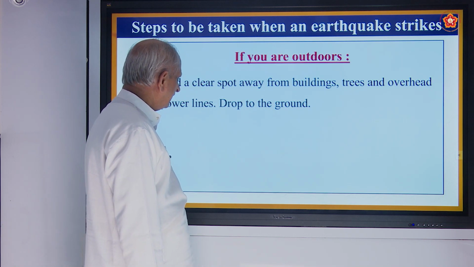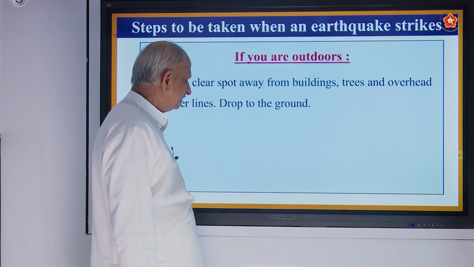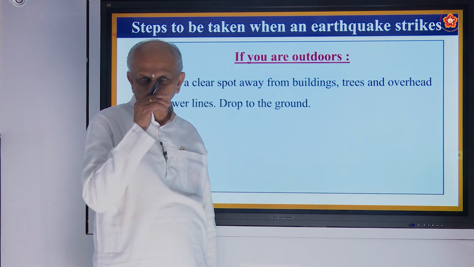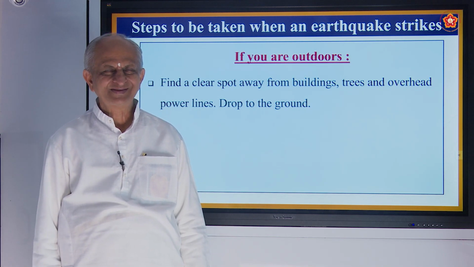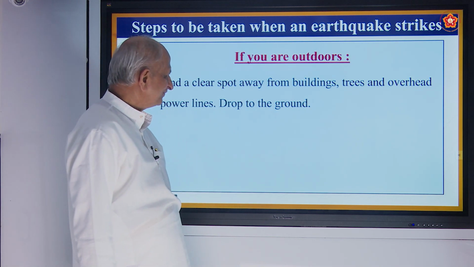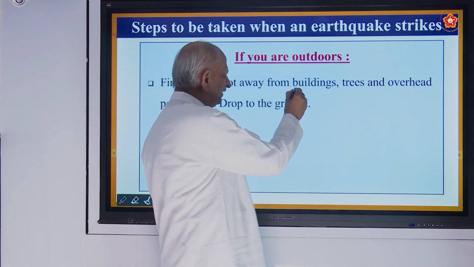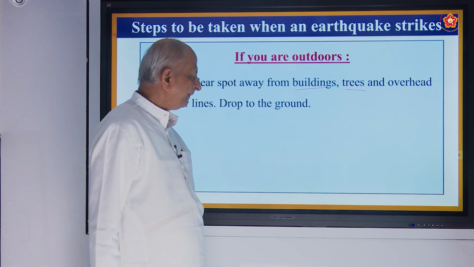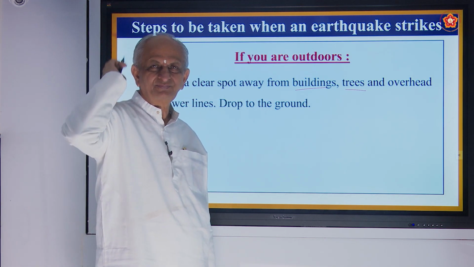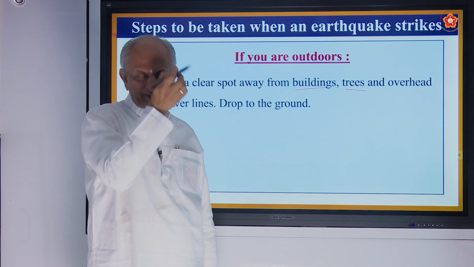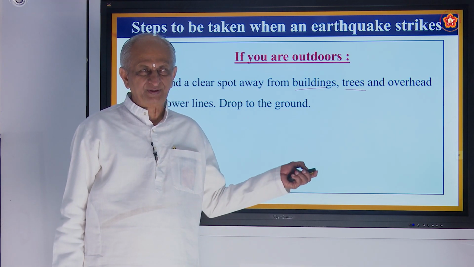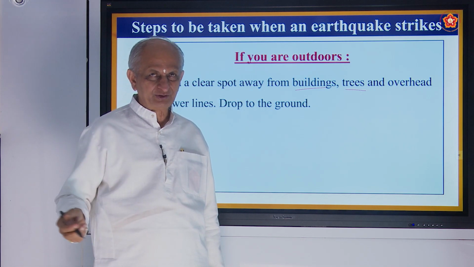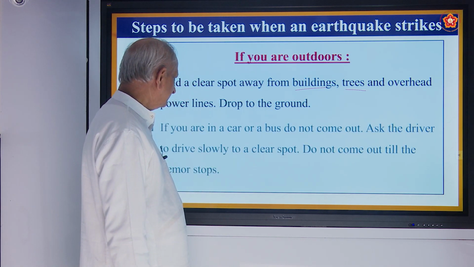If you are outdoors, find a clear spot away from buildings, trees and overhead power lines. Drop to the ground. Okay, and you have to avoid buildings, trees, and overhead power lines. There will be electrical wires. You might have seen some places, it goes from the transformer. So don't stand under those wires. You should avoid those wires.